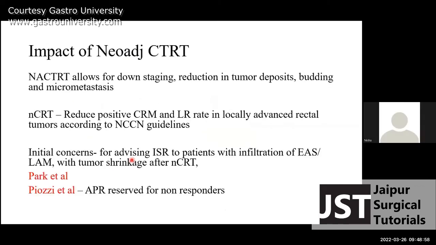So whether to do sphincter conservation surgery or to go in for an upfront APR, the whole ideology changed when the concept of neoadjuvant CTRT was introduced, because they all went about by downstaging the tumor, reducing the tumor deposit, and taking care of the micrometastasis. So this initially helped in reducing the positive CRM and the local recurrence rate, especially in locally advanced rectal tumors as per the NCCN guidelines.